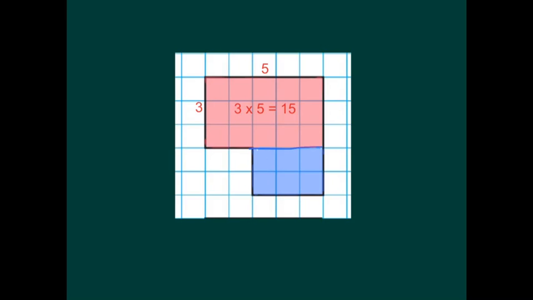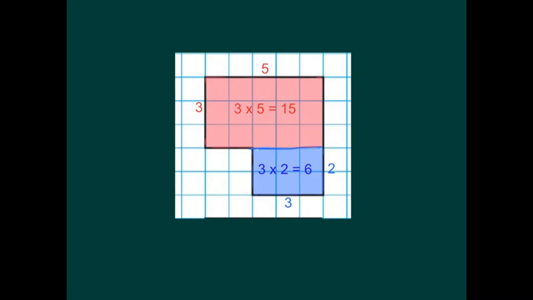Now I'll do the same for the blue rectangle, labeling the length as 3 and the width as 2 units. Once again, I'll multiply the length times the width for the blue rectangle and find that the area of the blue rectangle is 6 square units.